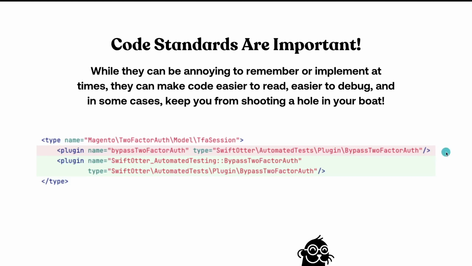And that also brings rise to why code standards are very important. I know at times they can be a little annoying to remember or to implement, but they can make your code a lot easier to read, a lot easier to debug, and in some cases, they will keep you from shooting a hole in your boat.